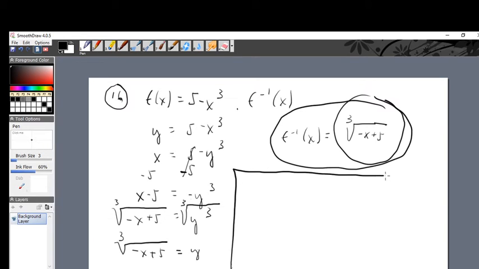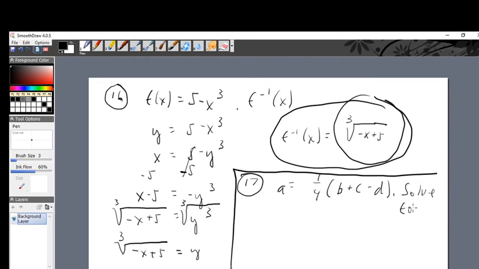Let me use this space right over here. Problem number 17. Okay, 17 says A equals 1/4 (small b plus small c minus small d). This is a much easier problem than the one we just had. What's the question? Solve for b.